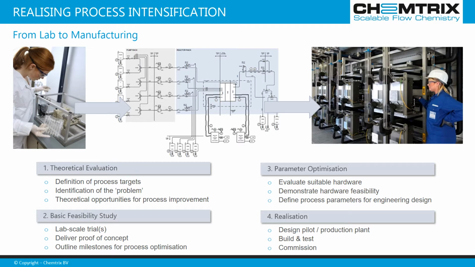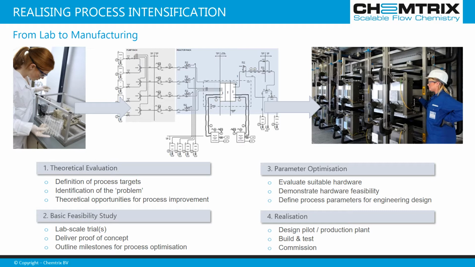If it's a go, we'll then go into parameter optimization, in which we're looking into detailed interrogation of the process, understanding critical process parameters, and evaluating suitable hardware to reach the scale that the actual process needs to be. So production can be a range of scales depending on the industry you're in. Pharma might need a few tens of kilos of material. Fine chemicals, you're looking at a couple of 100 metric tons a month.